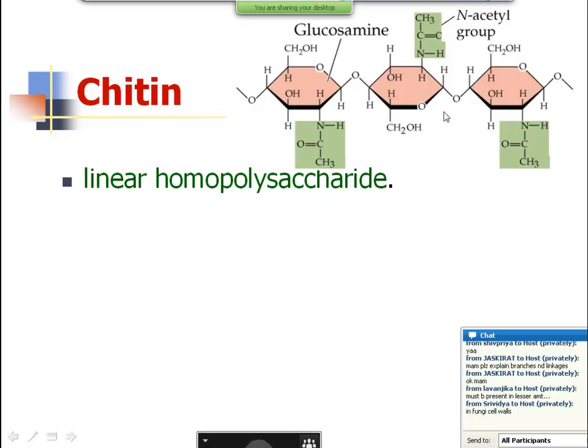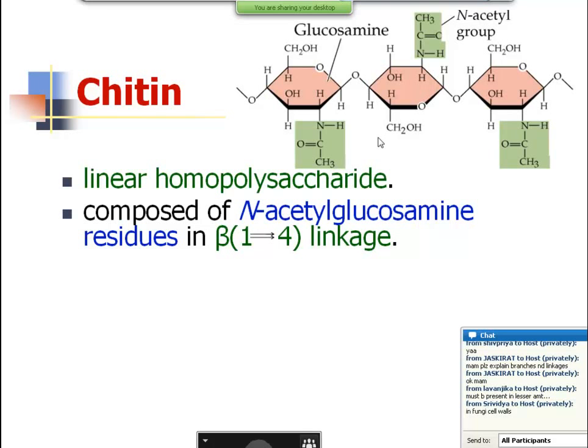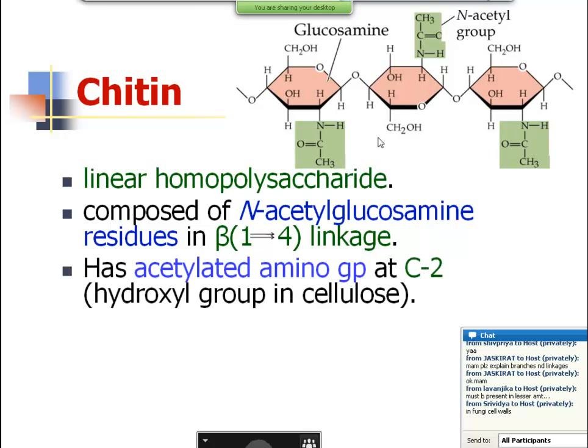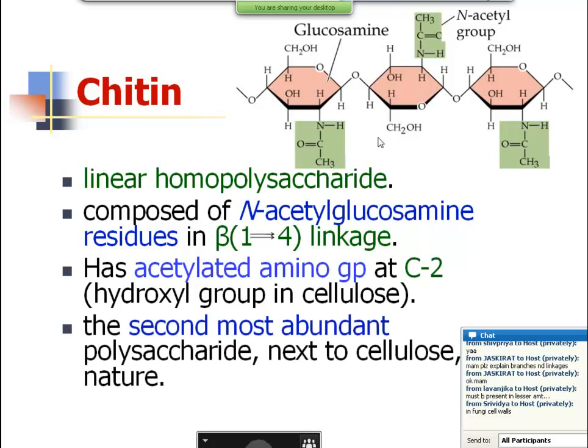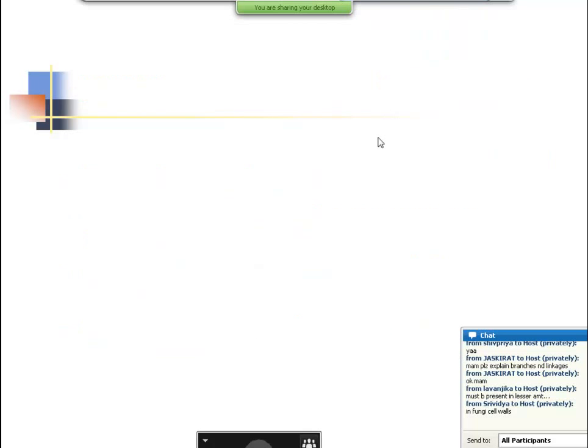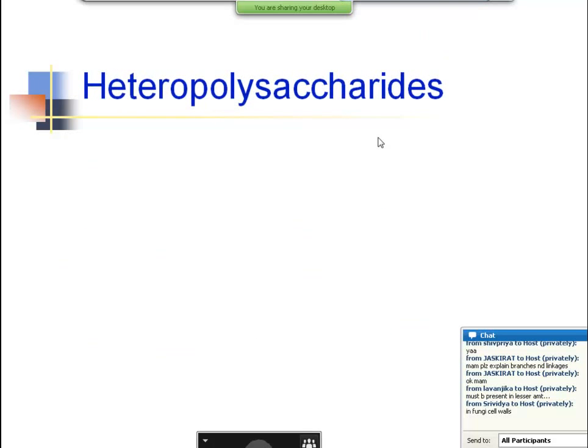If you see the structure of chitin, how it differs from cellulose is that instead of glucose residues, it is a homopolymer of N-acetyl glucosamine. I hope you all know what N-acetyl glucosamine is. We already studied that it's an amino sugar. The homopolymer of N-acetyl glucosamine linked to one another by beta 1,4 linkage will give us chitin. Exactly the same structure, but C2 is aminated and then acetylated. That's how it becomes N-acetyl glucosamine. And this is the second most abundant polysaccharide. Shall we proceed?